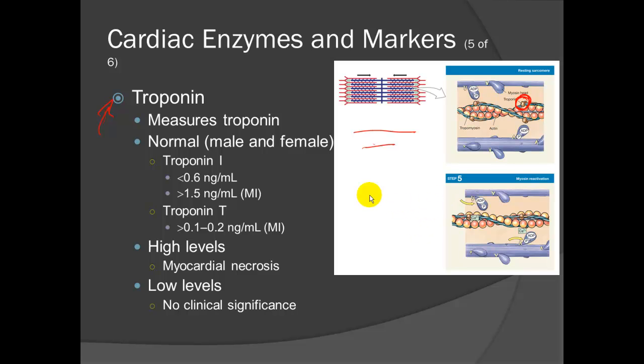With that said, normal in male and female, troponin 1 is 0.6 milliliters. If we have something that's greater than 1.5, then we think that they pretty much should have an MI. Troponin T, 0.1 to 0.2 in an MI. High levels mean myocardial necrosis.